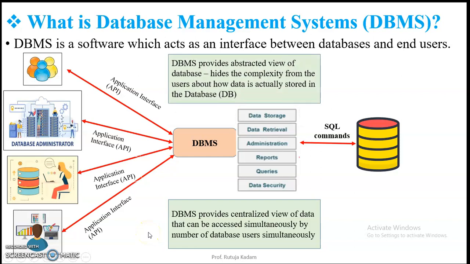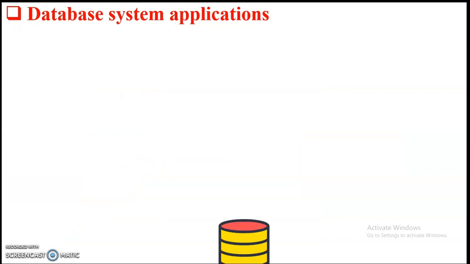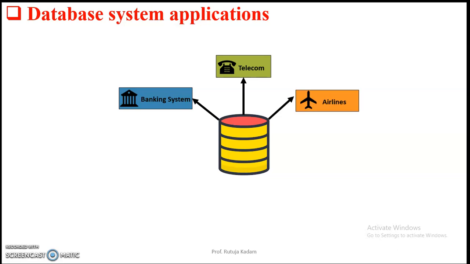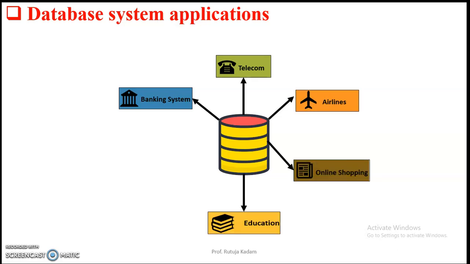And DBMS provides an abstracted view of the database. So what do you mean by abstraction? Abstraction is nothing but hiding the complexity from the users. So DBMS is providing the abstracted view by hiding the complexity from the users. Finally, let us see the applications of database systems: banking system, telecom, airlines, online shopping, education, and manufacturing. All these are the various areas where database systems are used.